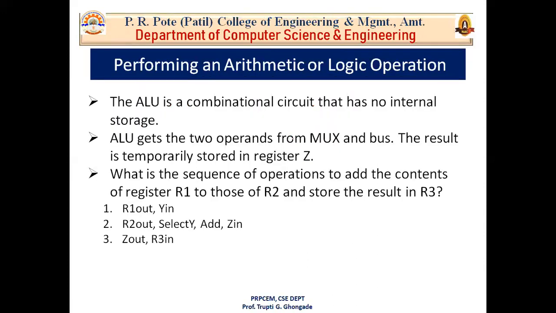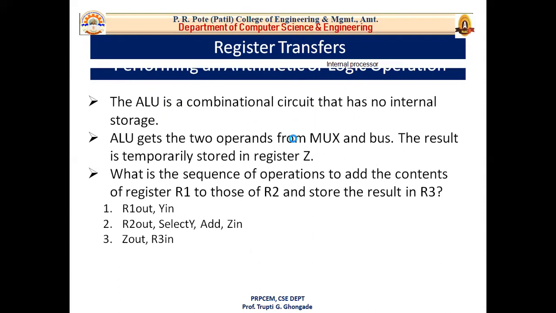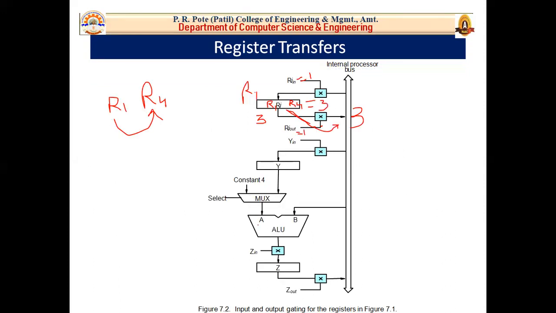Now again, performing an arithmetic or logic operation. The arithmetic and logic unit is a combinational circuit that has no internal storage. It performs arithmetic and logical operations on the two operands applied to its A and B inputs. That means, look at this diagram, the arithmetic and logic unit performs operations based on the two operands applied to it, that is A and B.